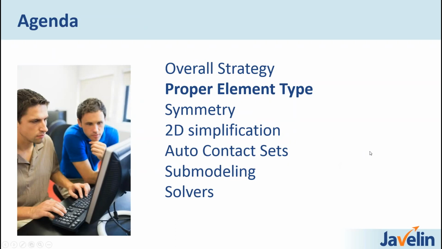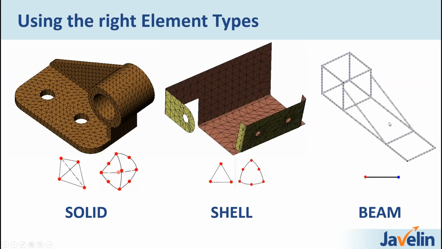So let's talk about element type selection to start with. Now, SOLIDWORKS does come with 3 different element types: solid elements, shell elements, and beam elements.